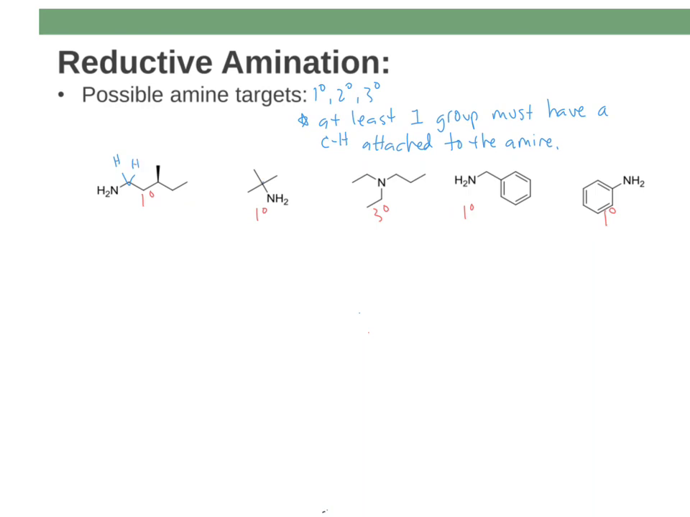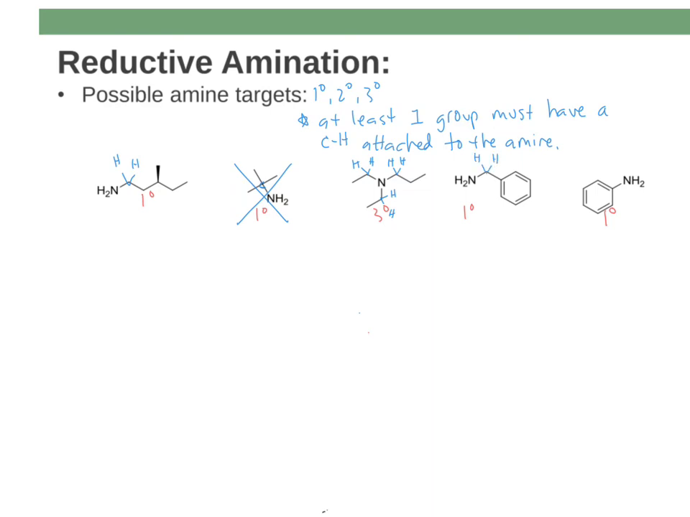This one, though, I don't. The carbon that's attached to the amine, these are all methyl groups, all CH3. So this one I cannot make using reductive amination, because that t-butyl group does not have CH at the point of attachment to the nitrogen. This tertiary one definitely could. I could have done it three ways: there's two H's on this, two H's on this, two H's on this. So absolutely, I could have made it from any one of those.